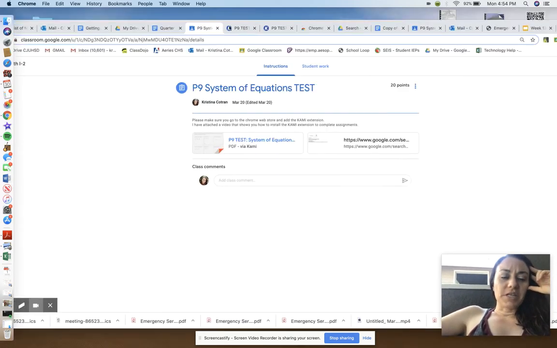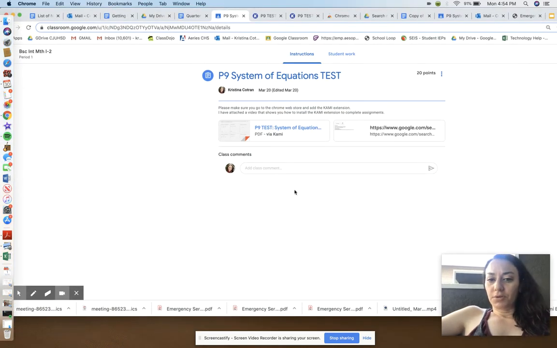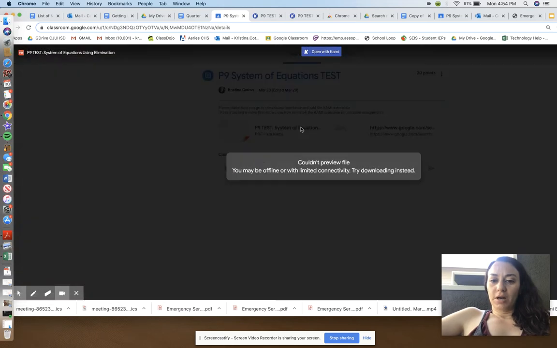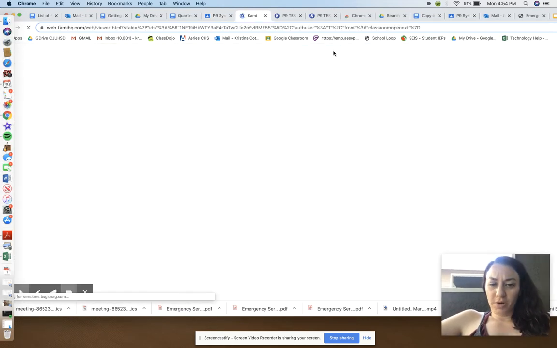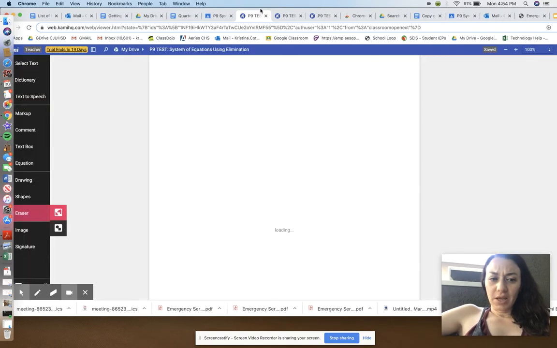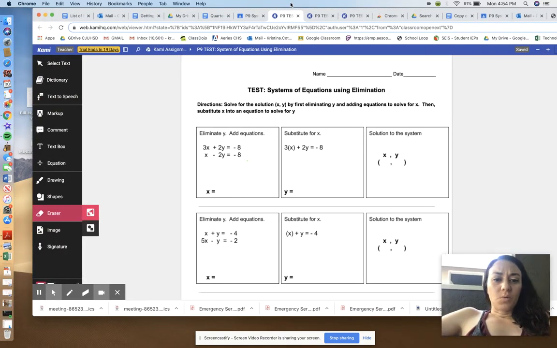So if you take a look at the test, I uploaded the test through Kami. So we're going to go over it. I'm going to show you how it works. So I open it up with Kami, and you see number 1. There's a few tools on the left-hand side that make it easier to write on this Word document. So I'm going to show you how to use them.